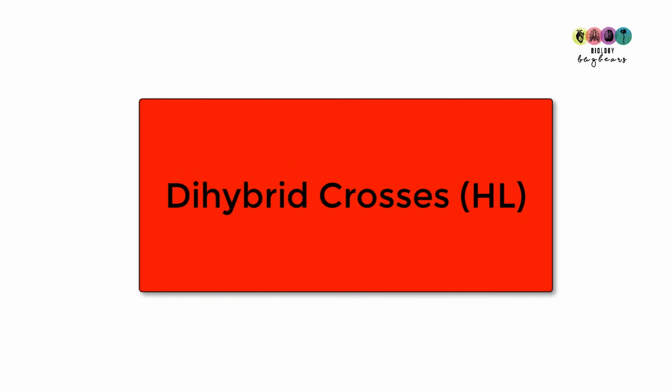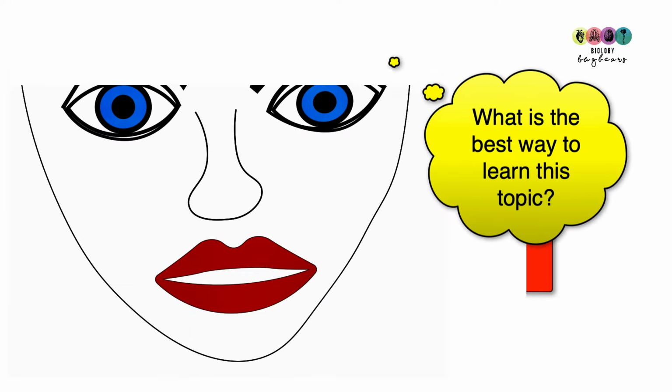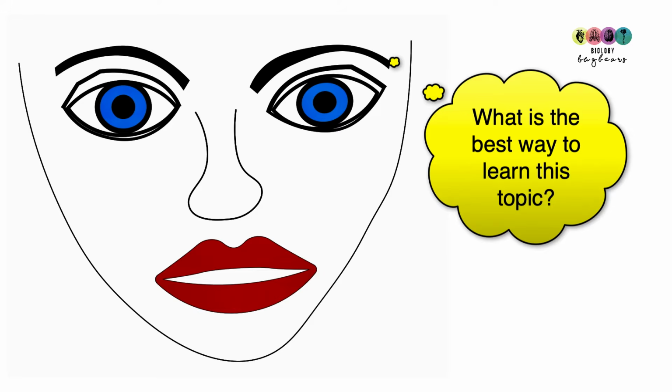This topic is covering dihybrid crosses, which are those genetic crosses that you encounter in the higher level questions. And these are when you combine two traits together. So you're examining two traits together at the same time. So students often ask, what's the best way to learn these?